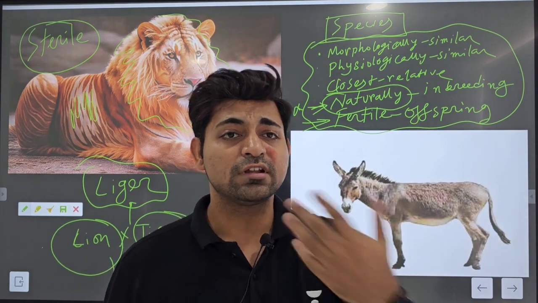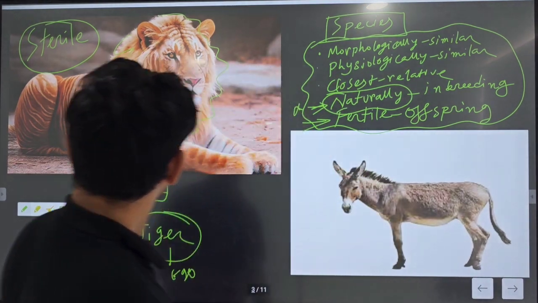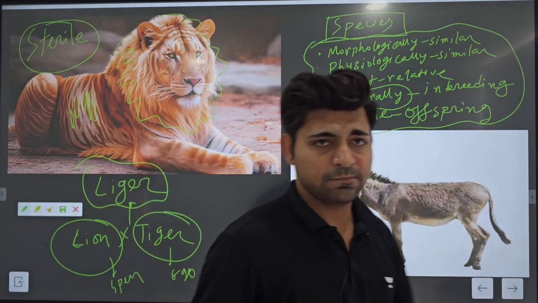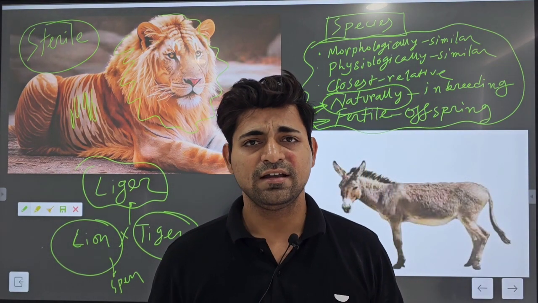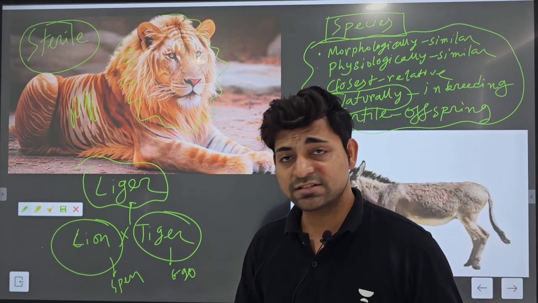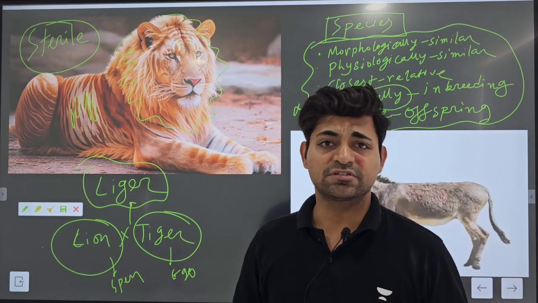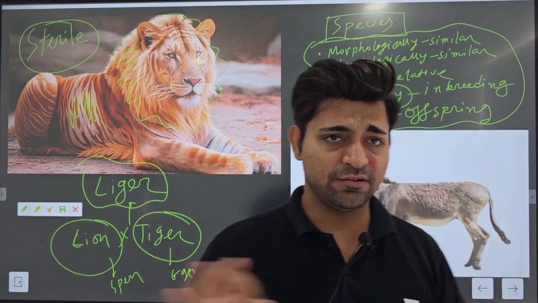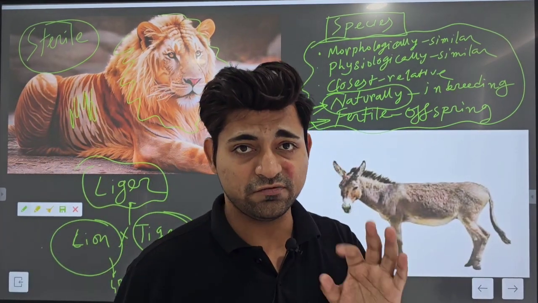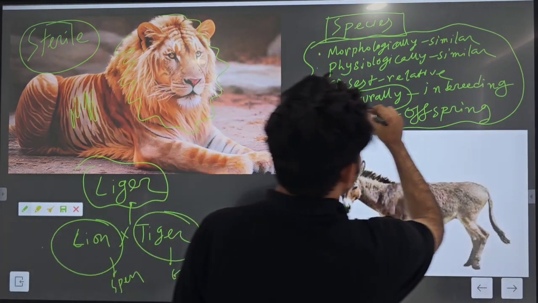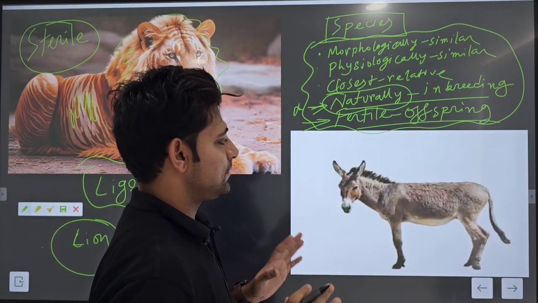They cannot produce new progeny, new offspring. But yes, science is developing, and a few scientists are saying that even these ligers or tigons can produce something like a litigon. Okay, but none of this is our matter of interest. So according to Mayr, this is the concept of species.